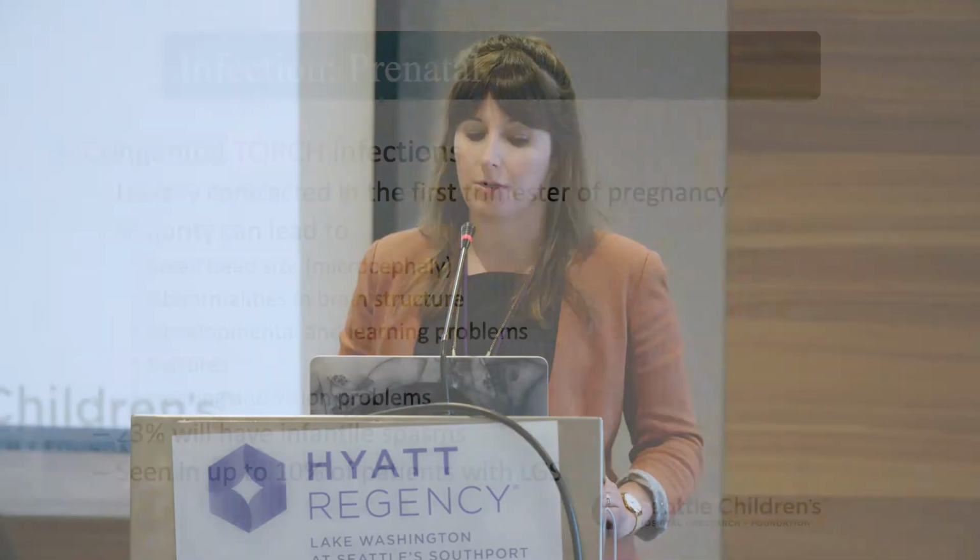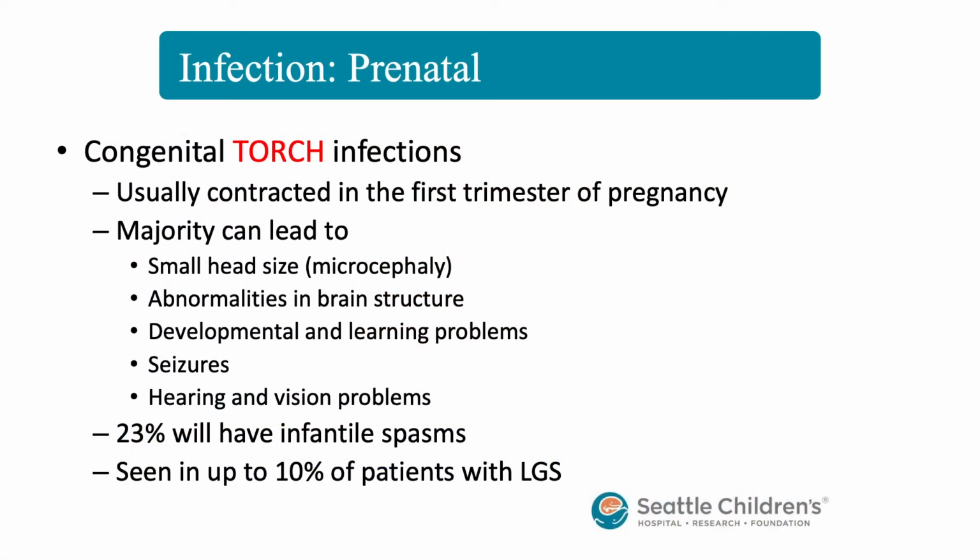I won't go into each virus specifically, but suffice it to say that kids with TORCH infections may often look fairly similar in terms of the complications they may have. They may have a small head size, and abnormalities in their brain structure, either calcifications in the brain or abnormalities in how the brain is shaped or formed. Most kids have problems with learning or development. Most people have seizures, and the majority have hearing or vision problems or both. Of patients with TORCH infections, up to 23% can have spasms. That's a pretty high number. And of people with Lennox-Gastaut, 10% will have had a perinatal or TORCH infection.